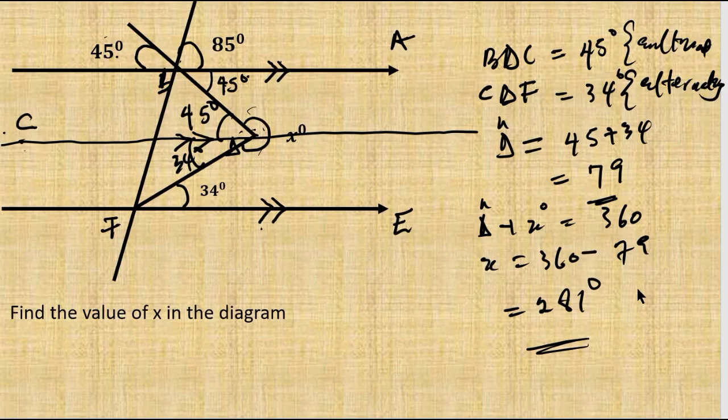Same result, same answer. With this, I hope you now understand how to pick your alternating and corresponding angles and also how to use the M-shape method.